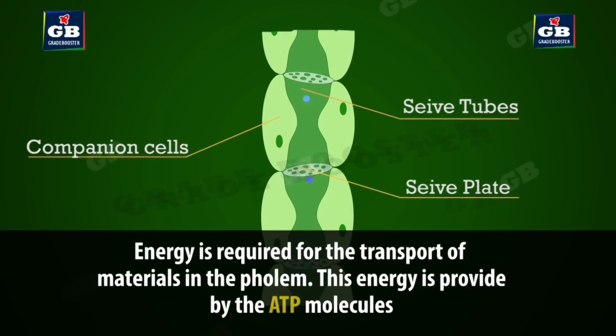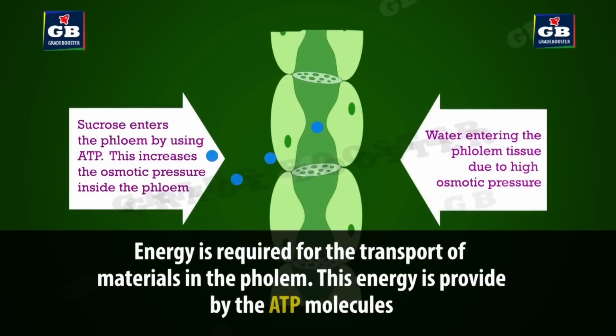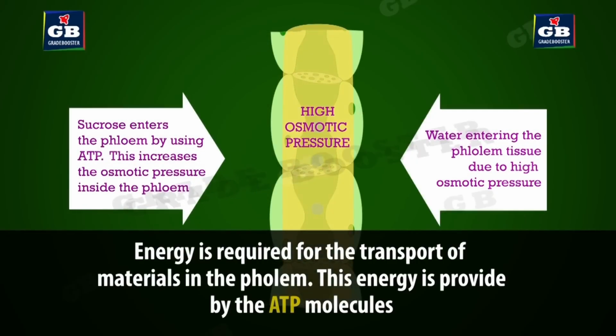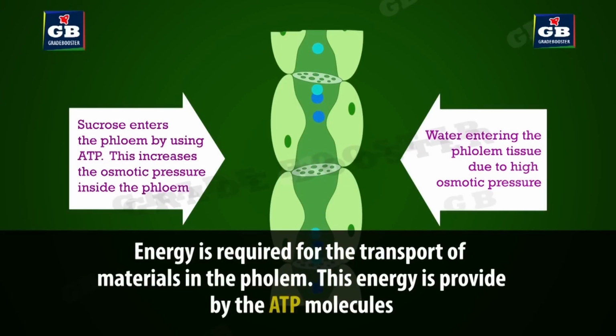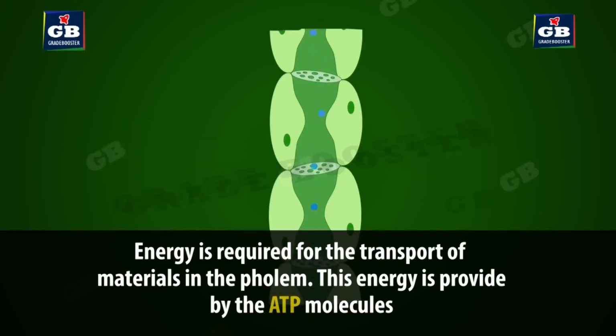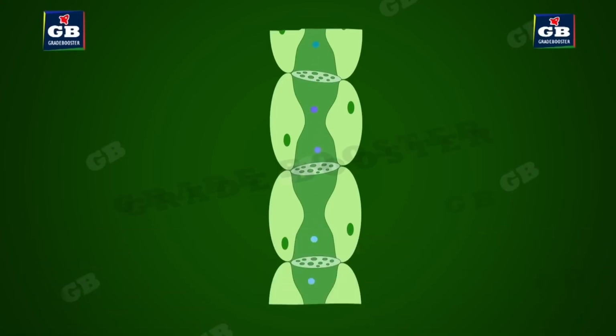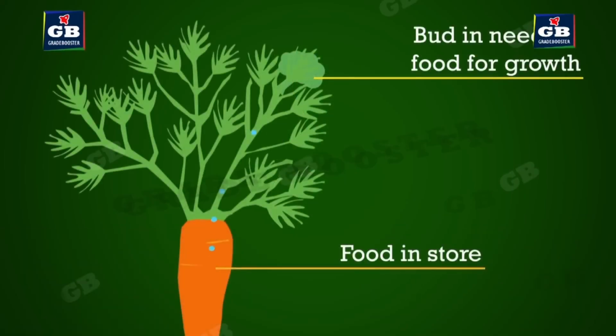At first, with the use of energy from ATP, sucrose enters the phloem tissue. Then, the osmotic pressure inside the phloem tissue increases. Now, due to this osmotic pressure, water enters the phloem tissues. With this pressure, food materials are taken to different tissues of the plants. Phloem transports the food as per the requirements of the plants. For example, in spring season, buds need food material for flowering. Then the phloem transports the food from the stem or root.